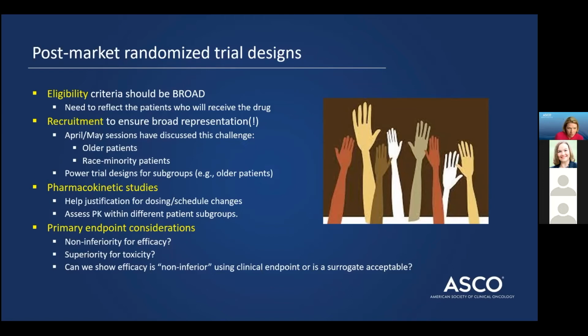And then lastly, primary endpoint considerations. What kind of endpoint should you have? Is it practical to do something that relies on, for example, RECIST criteria in this setting? And if it's going to be a pragmatic trial, that might be something that is not very available.